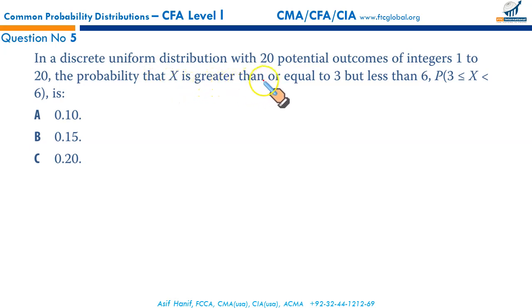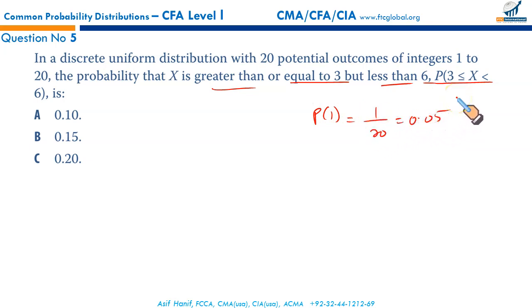probability that x is greater than or equal to 3 but less than 6, and he has given you the notation, probability of x being greater than or equal to 3 and less than 6 is. Now first of all, we need to determine the probability of each outcome, starting with 1. 1 out of 20, that is 1 by 20, meaning 0.05. Since it's a uniform distribution, the probability of 2 is 1 by 20, 3, 1 over 20, 4, 1 over 20. Each will have the same probability because it's a uniform distribution.